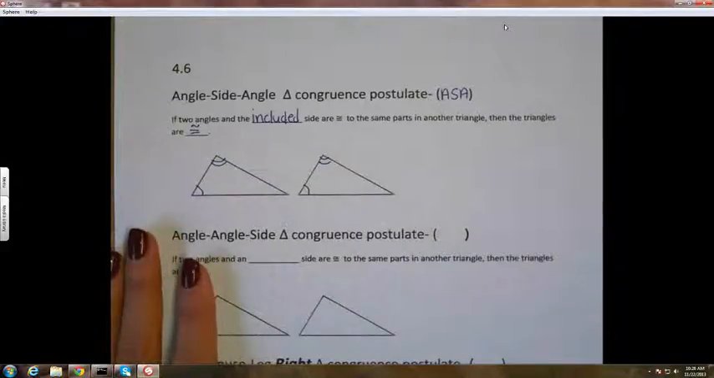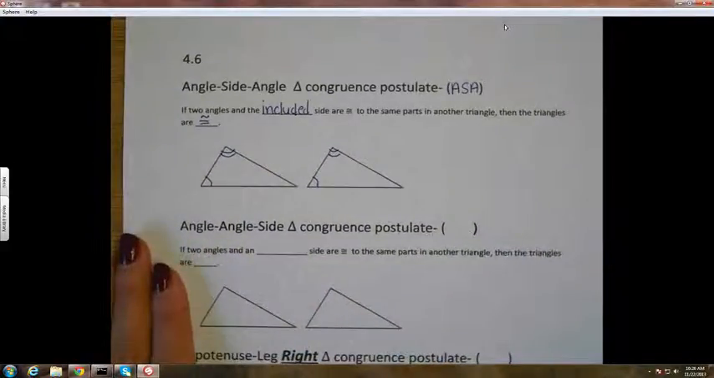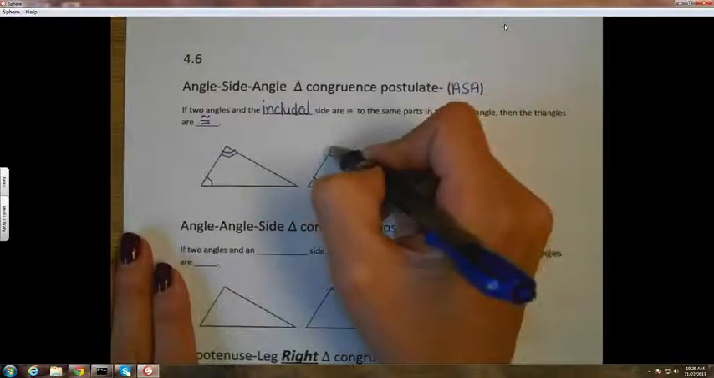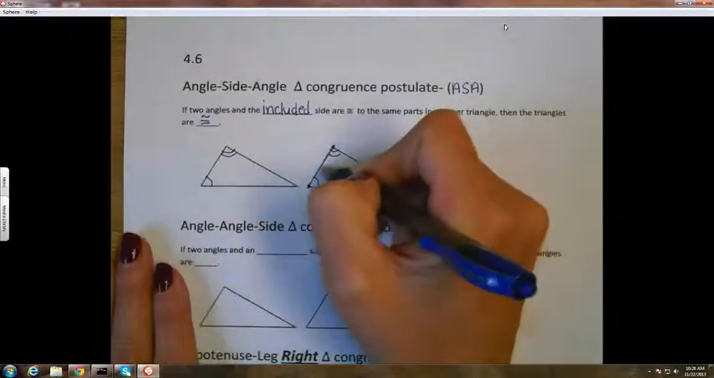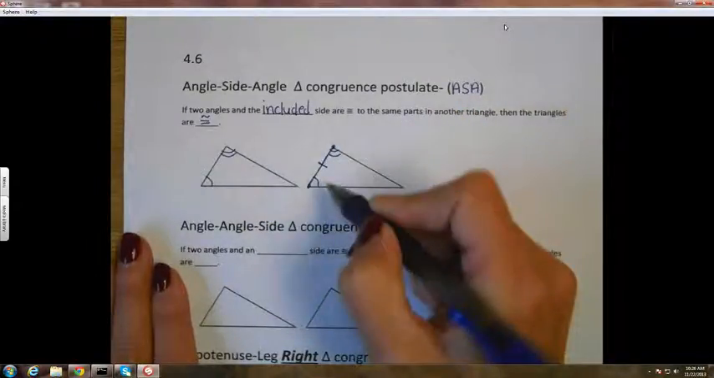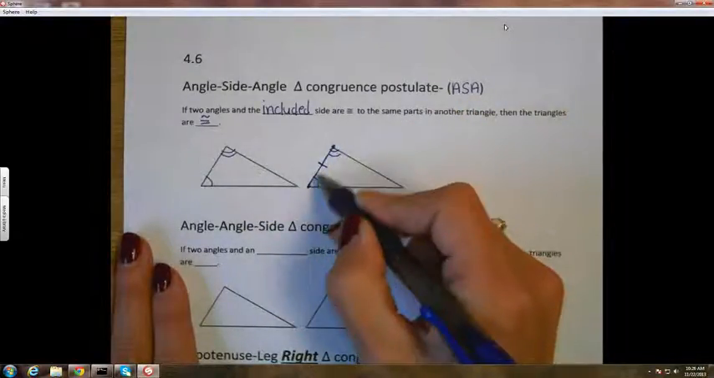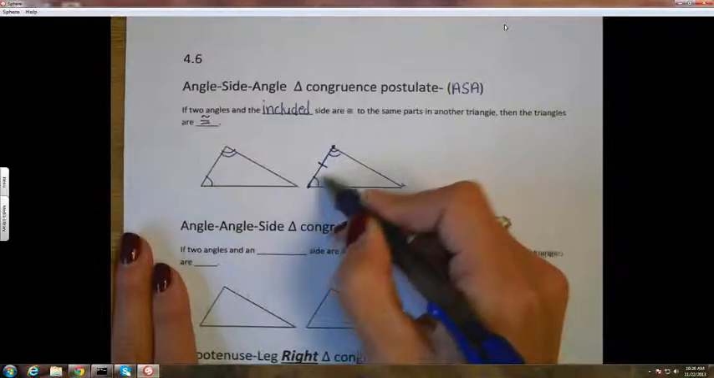What it means by included side is the side in between those two angles. So if I think of this as a vertex, and this as the other vertex, it's this side that I would need. So it's angle, side, angle. You can tap it out. The side is right in between the two angles. So I need this side here.